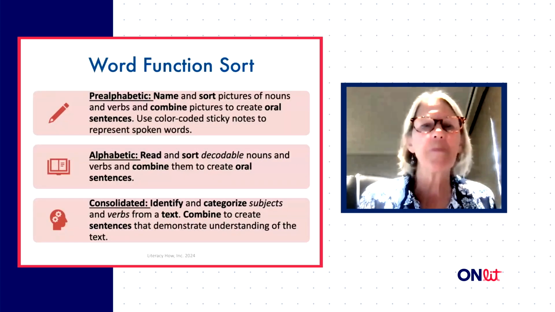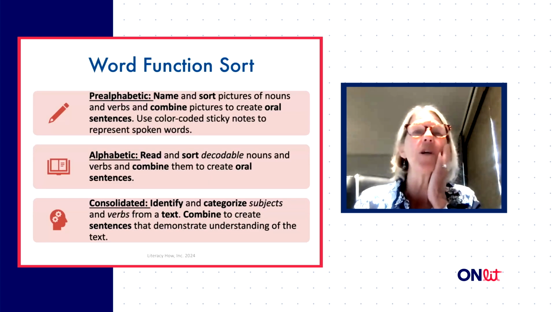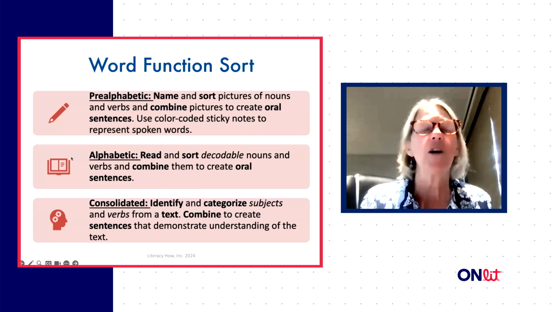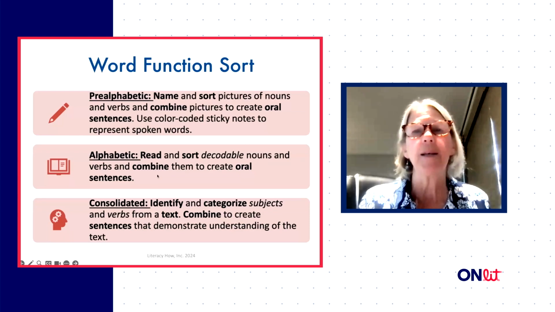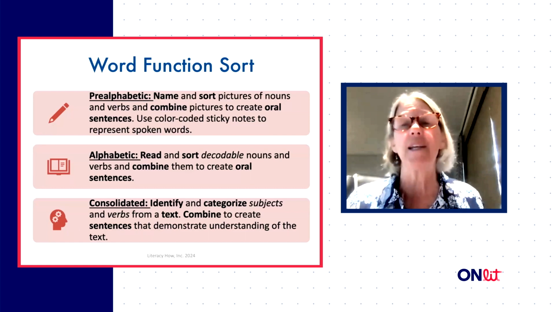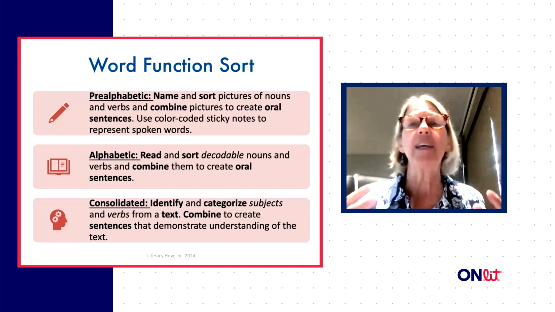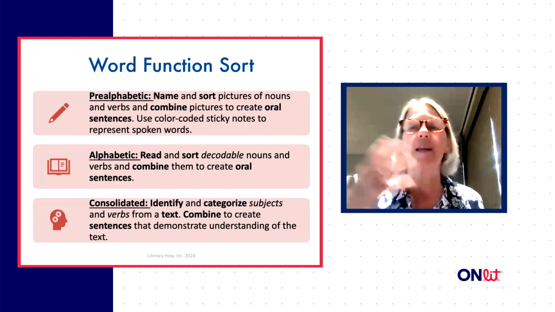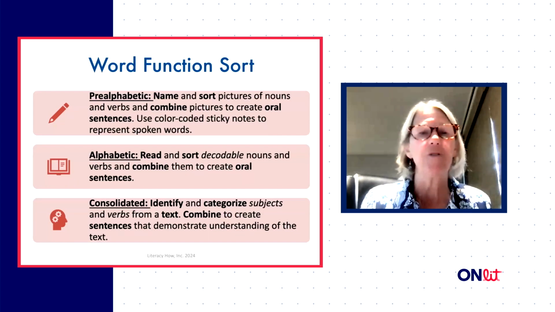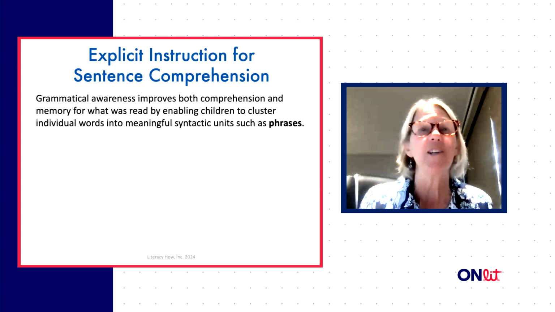So you saw the word function sort where we named and sorted pictures of nouns and verbs, and then we could combine pictures to create oral sentences. You saw Wendy do a sort with decodable nouns and verbs and combining them to create oral sentences. And then at the consolidated stage, you would do this with a text that is more sophisticated. Again, making sure that the kids really know subject and predicate and can find those subjects and predicates in a meatier text, because we can't assume that they can do that.